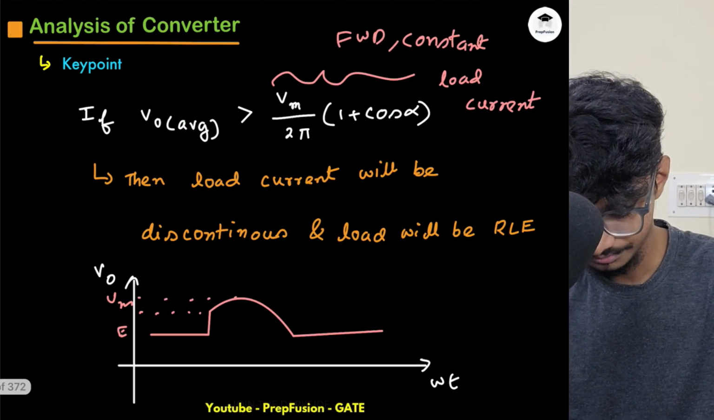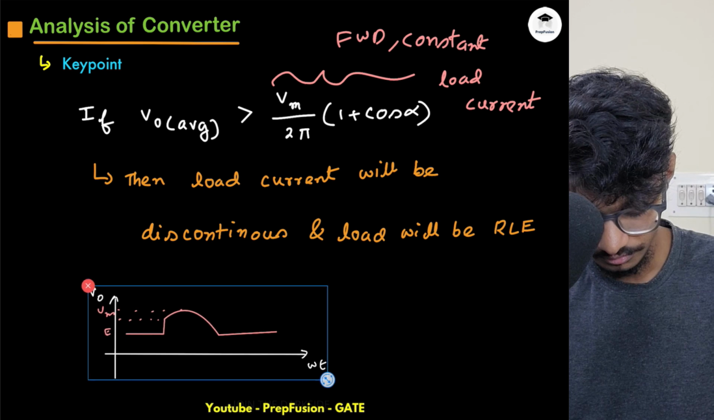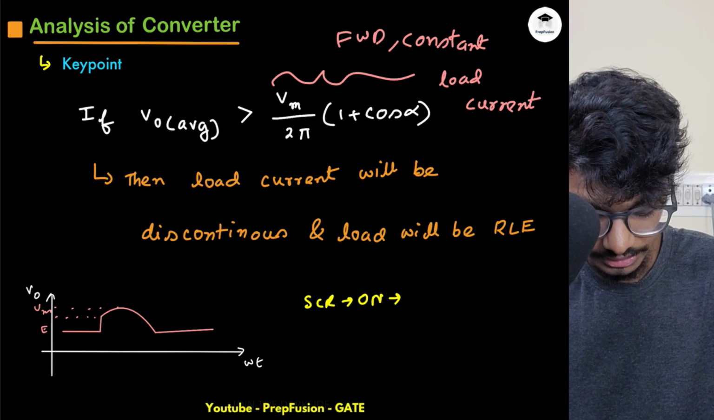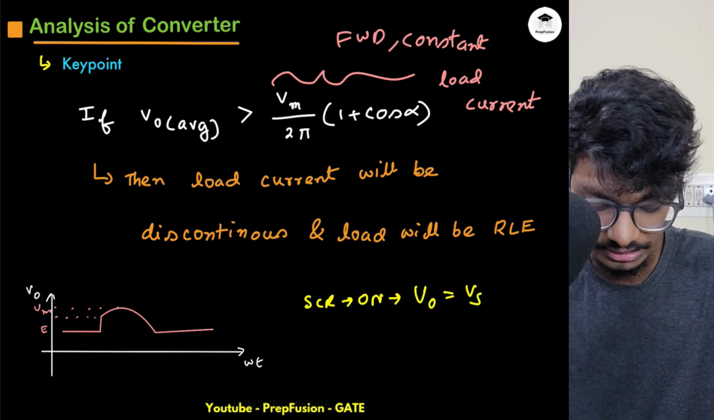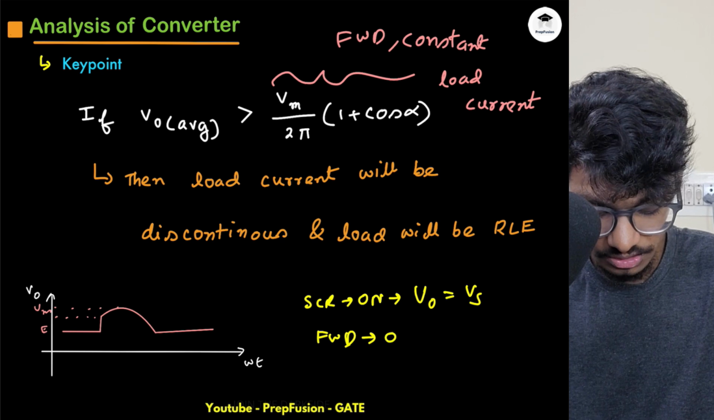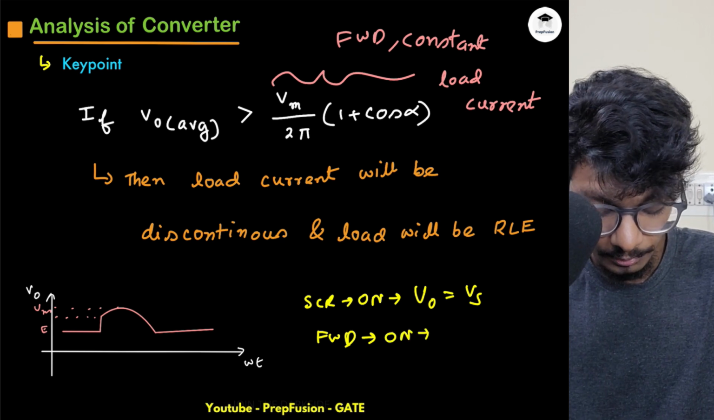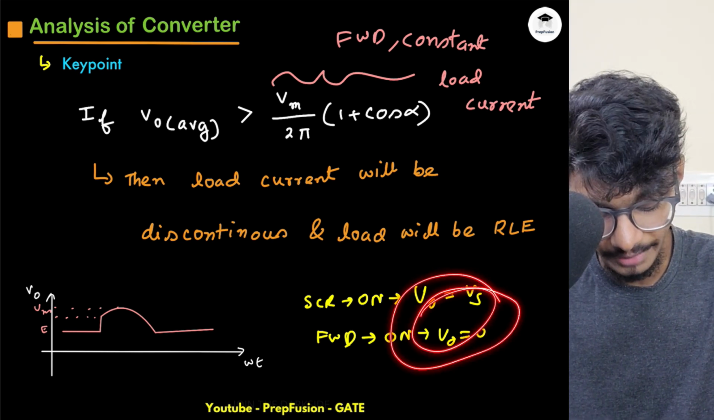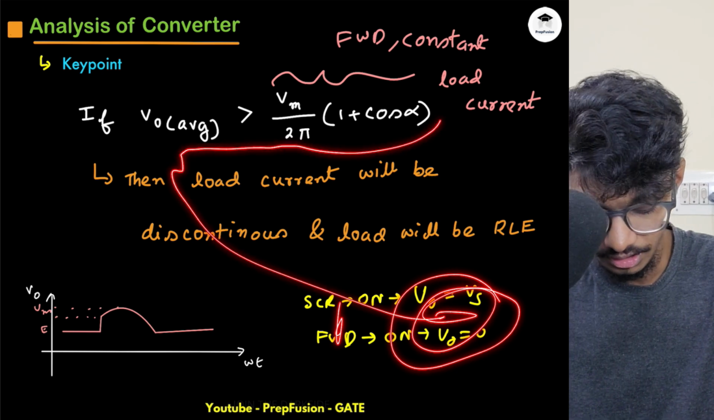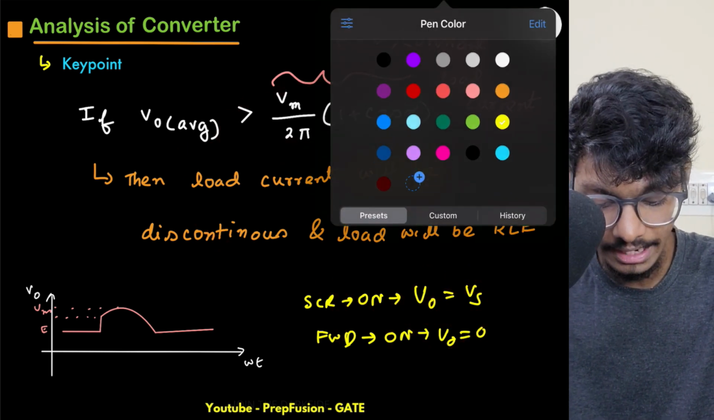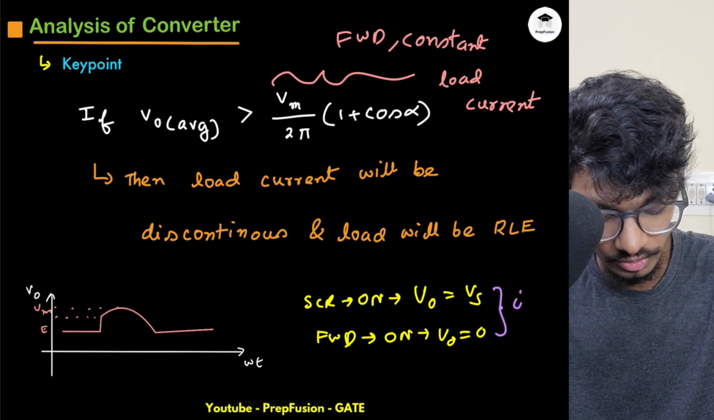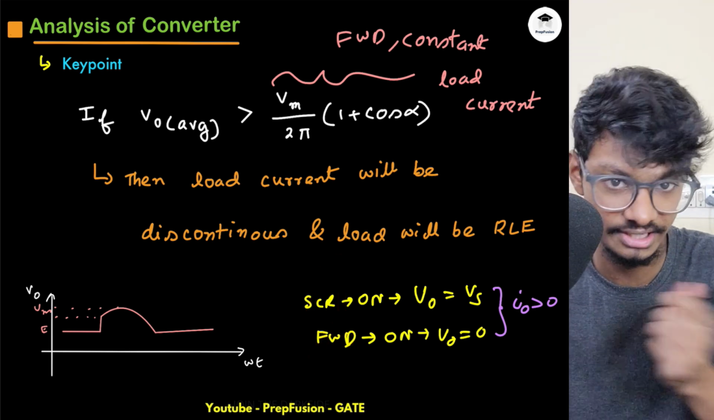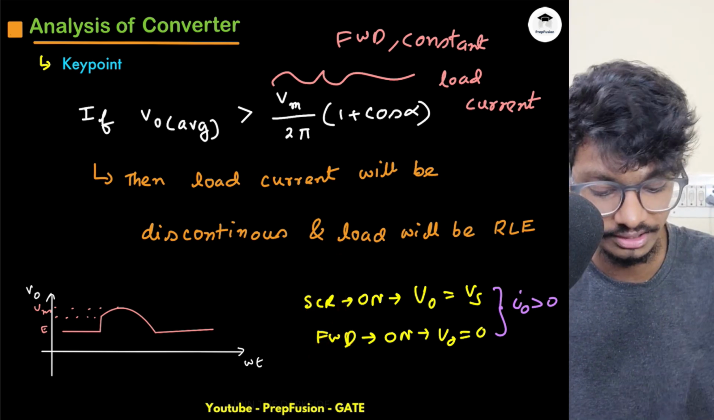I'll just write down the cases. If my SCR is on, then what happens to the output voltage? It is VO equals VS. If my freewheeling diode is on, then my output voltage is simply equal to 0. It cannot be positive. So the maximum output voltage with this combination will be this value, and my IO in both of these cases will be greater than 0. IO will be positive because either the freewheeling diode is conducting or the SCR is conducting, and they are unidirectional devices, so current can only conduct in one direction.